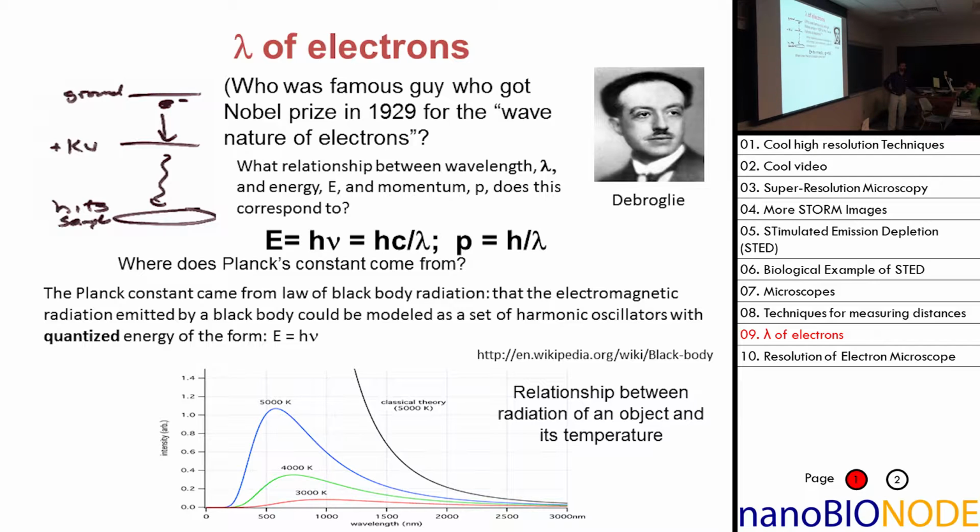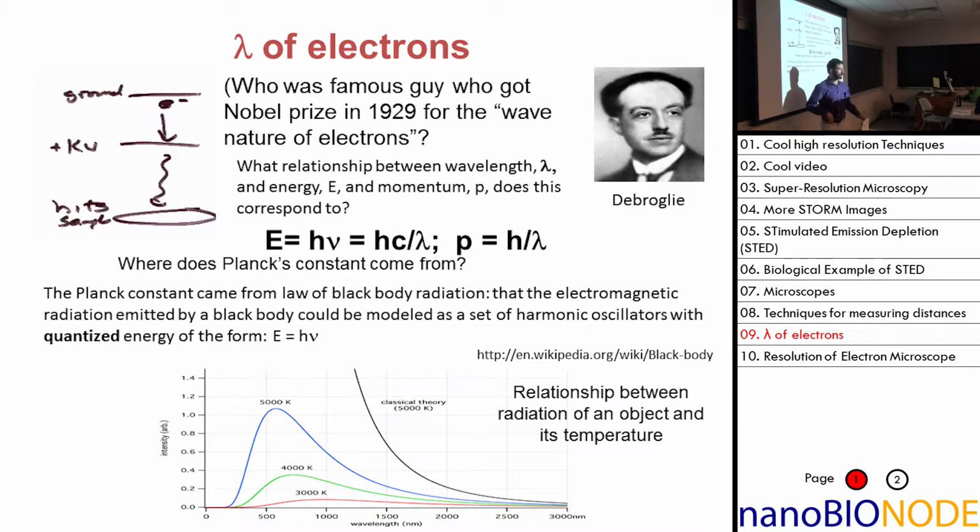And h, where does the Planck constant come from? That's what h is. Anybody know? It comes from the law of blackbody radiation. That the electromagnetic radiation emitted by a black body, that absorbs everything, and what does it do? It turns out it radiates it. It can be modeled as a set of harmonic oscillators with quantized energy of the form E equals h nu.